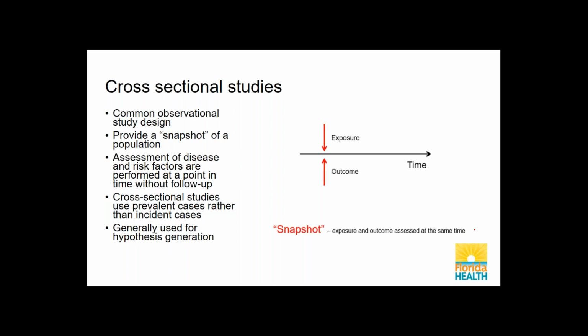When you do a point prevalence survey, that's a type of cross-sectional study. You are taking a snapshot in time of your facility, of what is going on with whatever pathogen you're looking for during that point prevalence survey. And it's generally used for hypothesis generation. And right here, once again, I have in red words, it's a snapshot. Exposure and outcomes are assessed at the exact same time.